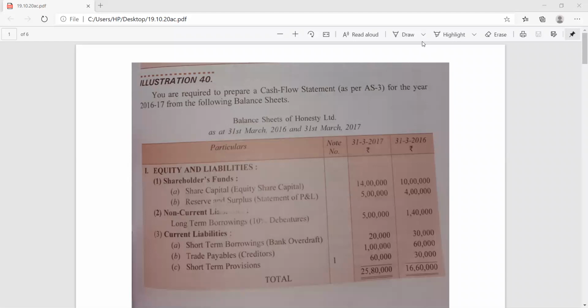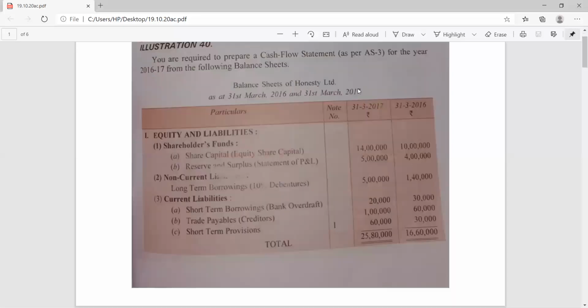Good morning, students. While continuing the chapter cash flow statements, let's do the full-fledged question that is very important from the examination point of view. Might be you get a question like this, carrying 6 marks in your board exam. See how the statement is given to you. A complete full-fledged information like Illustration 40, floating on the screen, is given to you in the paper.